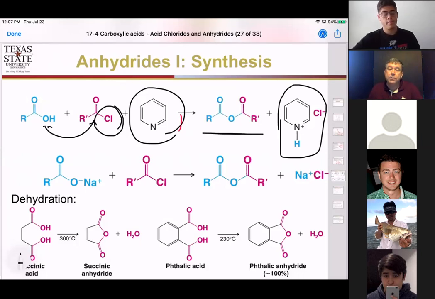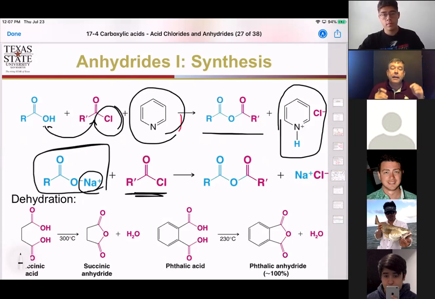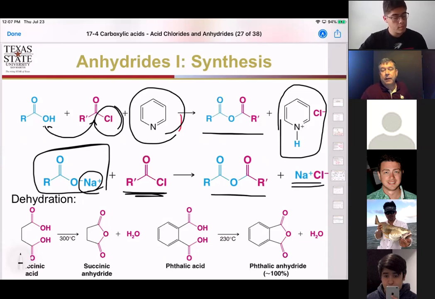If you don't want to do that, what you can do is pre-make your nucleophile by deprotonating ahead of time with a base. Remember, we can use very weak bases. We would just need to use a base that is in a non-aqueous solvent, because if we had water in our solvent, it would react with the acid chloride immediately. So if we can make our carboxylic acid salt in anhydrous conditions, we can add our acid chloride and generate our anhydride as well, and then some kind of salt on the side.